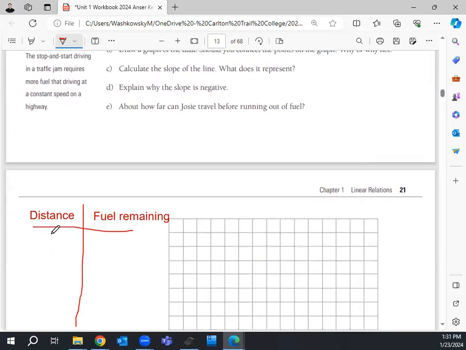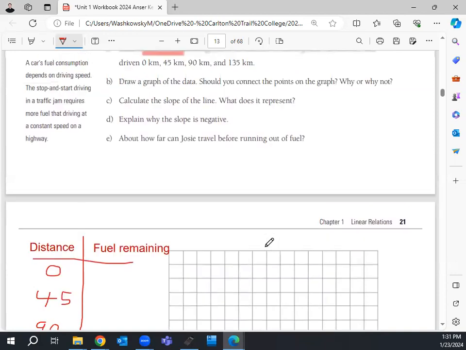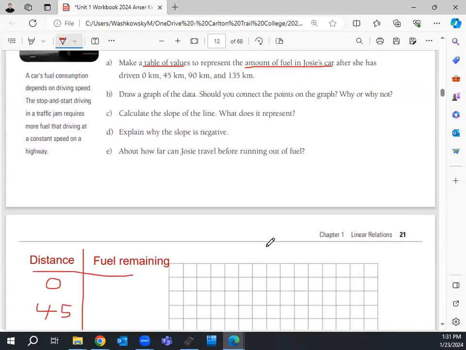And I already know my values. I know it's going to be 0, it's going to be 45, 90, and 135. So first off, when she hasn't driven yet, she just filled up her car. How much gas is in her tank? 40 liters. There's still 40 liters remaining in her tank.